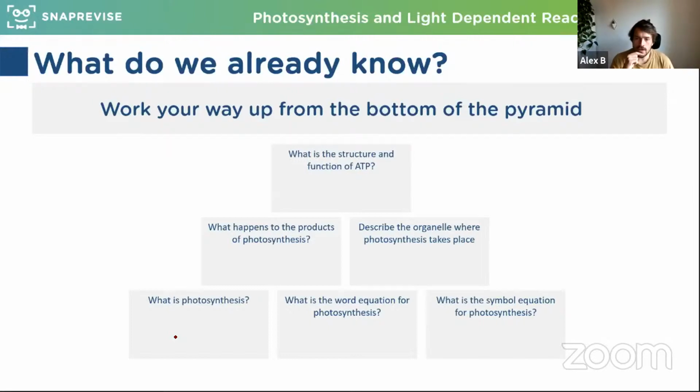Okay, what have we got? Conversion of light energy into chemical energy. Nice. Using light energy to form organic products. Yeah, I like that. Yeah, these are good answers.